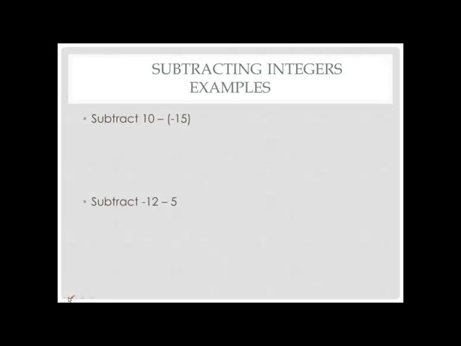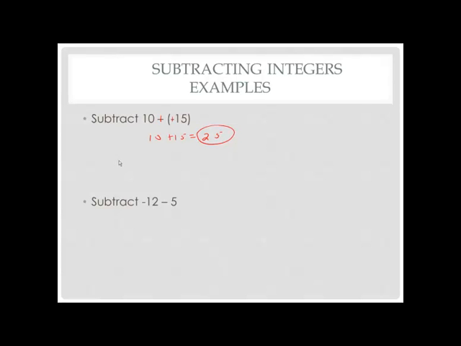Okay, so let's look at a couple of these. Alright, so we have 10 minus negative 15, and we want to convert this to an addition problem. So we're going to keep the first number as it is, keep 10 as it is, we convert that to plus, and we change the sign of the number that was being subtracted. So now the negative 15 becomes a positive 15, and that makes 10 plus 15, which we know equals 25.